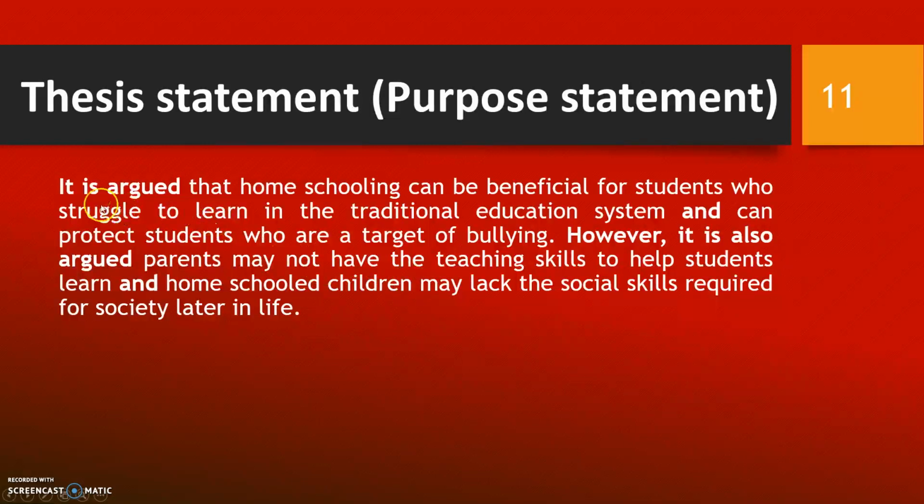Let's take a look. Alright, so I have: it is argued that homeschooling can be beneficial for students who struggle to learn in the traditional education system and can protect students who are a target of bullying. However, it is also argued parents may not have the teaching skills to help students learn, and homeschool children may lack the social skills required for society later in life. Alright, so we've got two sentences.